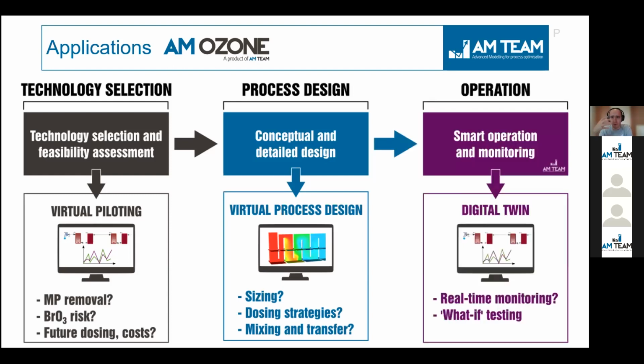Then in the operational phase, so once you have a full-scale installation or a demo plant of an ozonation plant, we can, with the help of your basic online data or offline data, with basic sensor data like flows, DOC, ammonia levels, and all of these parameters, together with the Amazon model, we can actually predict the micropollutant removal and the bromate formation in real time. So that's what we call a digital twin.